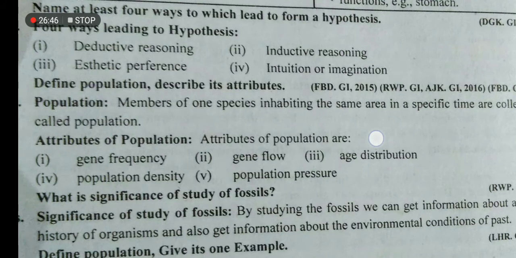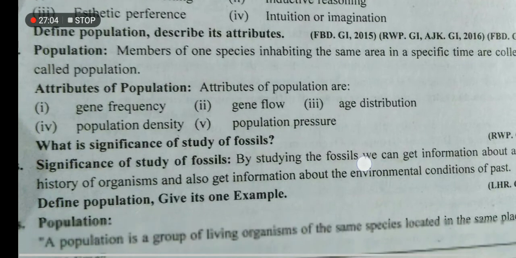Define population, describe its attributes. Population is the collection of the same species, members of the same species inhabiting the same area. Attributes of the population: gene frequency, gene flow, age distribution, population density, and the population pressure.